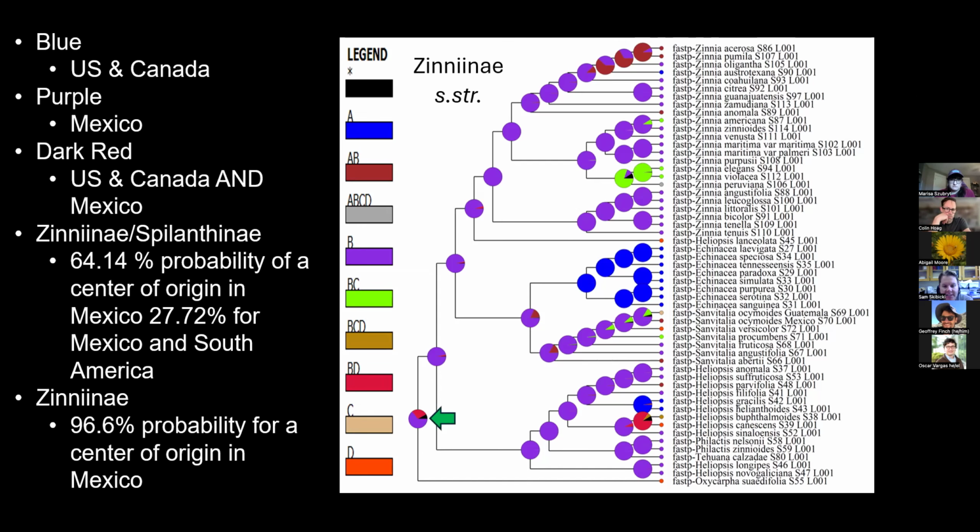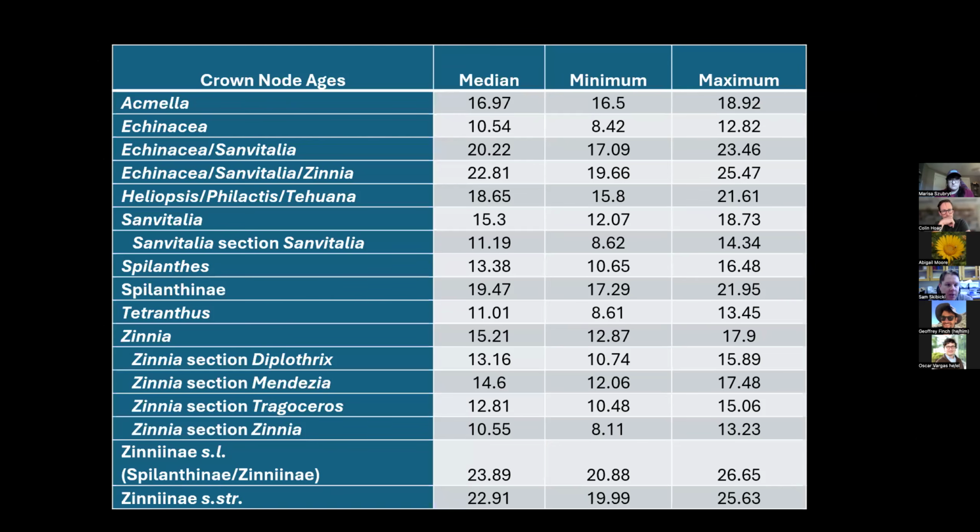But if you go one node down to Zinniani sensu stricto, the original delimitation of Zinniani, we wound up with a 96.6% chance that this was a center of origin in Mexico. And here in blue in the middle, you can see where Echinacea becomes US and Canada only, as this diverged, which we'll get into right here.